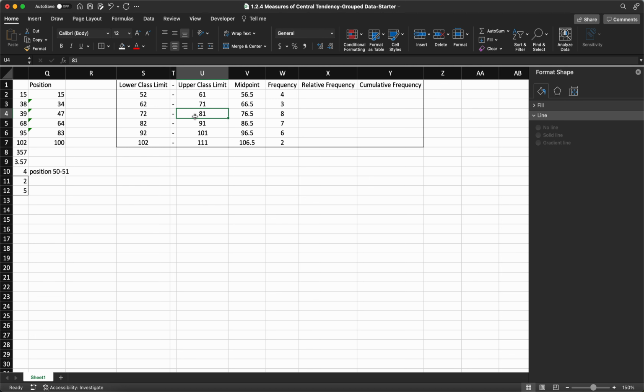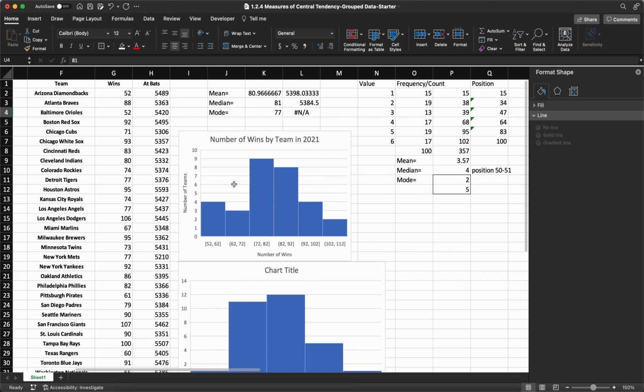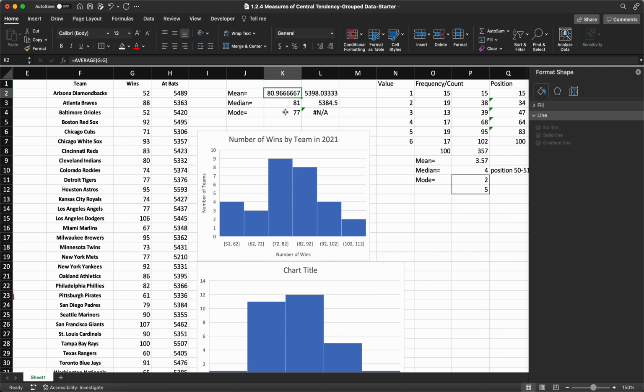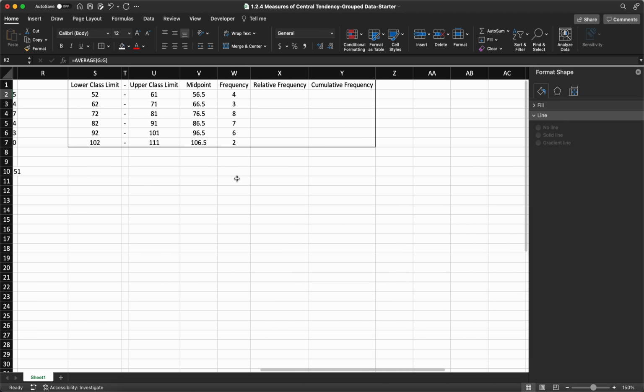So what we do to find the mean, which is not going to match up exactly with the mean that we found here, 80.967, is pretend that all 3 of these numbers that are between 62 and 71 are the number 66.5. And we're going to pretend that all 7 of these numbers that are between 82 and 91 are all 86.5. And that's how we're going to calculate the mean.